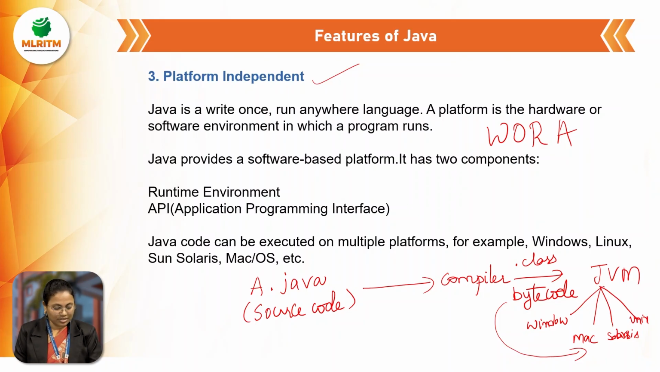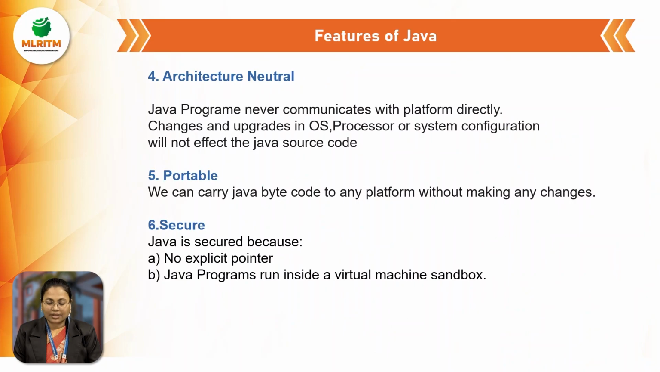Next feature is architecture neutral. A Java program never communicates with the platform directly, and changes and upgrades in the operating system, processor, or system configuration will not affect the Java source code. Just now in platform independent I said the same thing. Once we generate the bytecode, we can directly execute it on different operating systems, right? We need not change the code of the Java program. That's the reason why we can say that Java is architecture neutral.